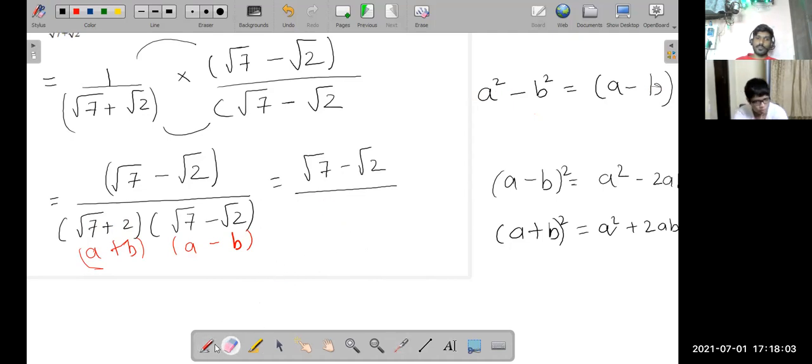Is it 2 or root 2? Sorry, it is root 2. Root 7 plus root 2 into root 7 minus root 2. So a is root 7, b is root 2. So use the formula. Someone answers 2 root 7. How 2 root 7?